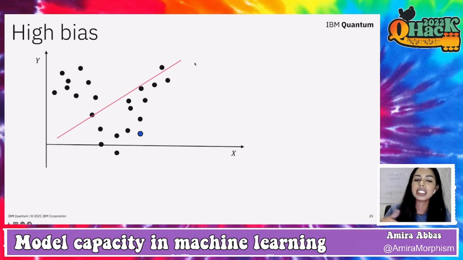And we say this model that's very simple doesn't look at the training data enough to learn a true relationship. And so we say this model has a high bias.